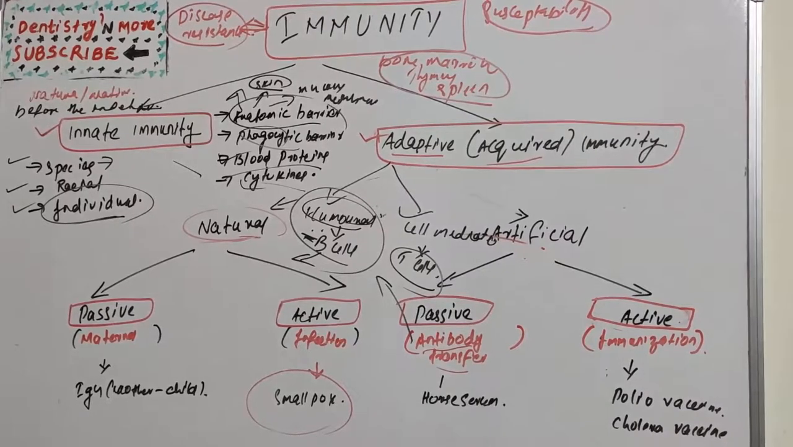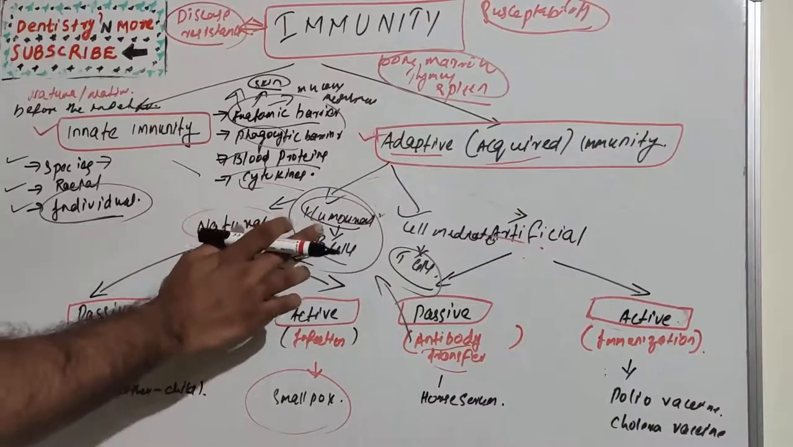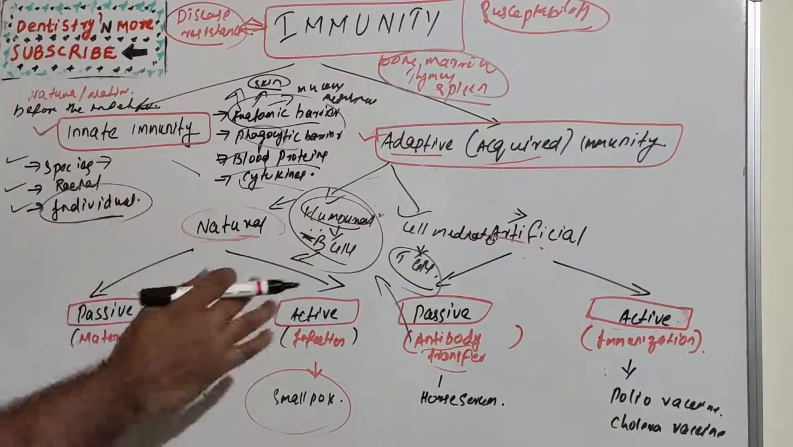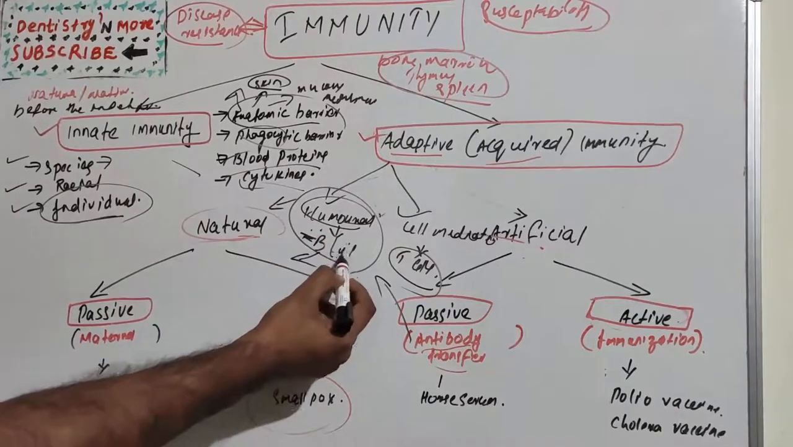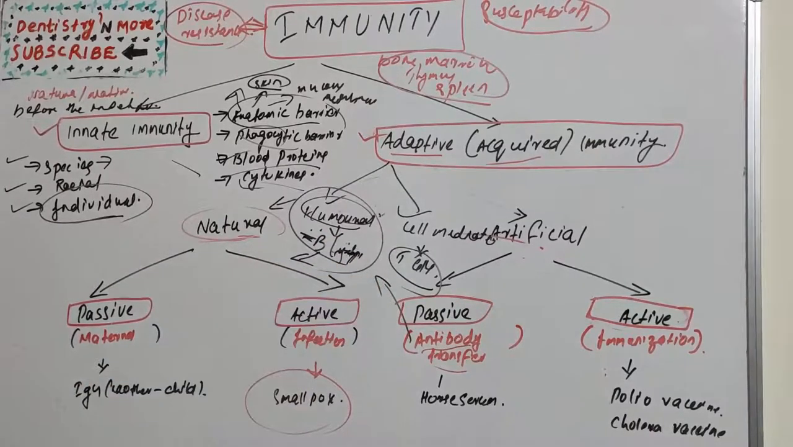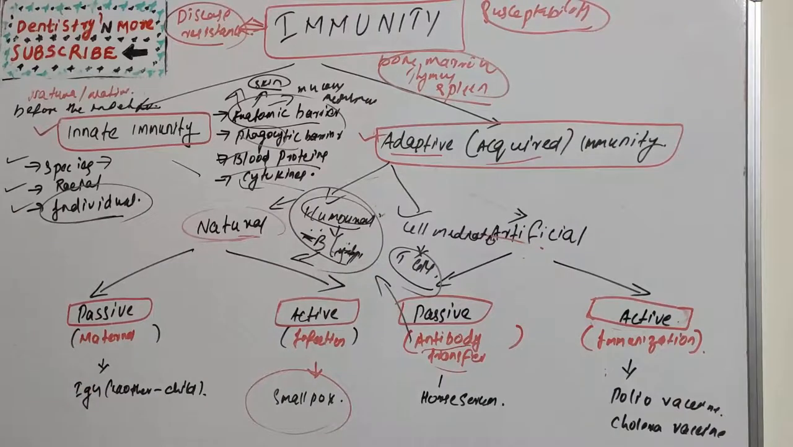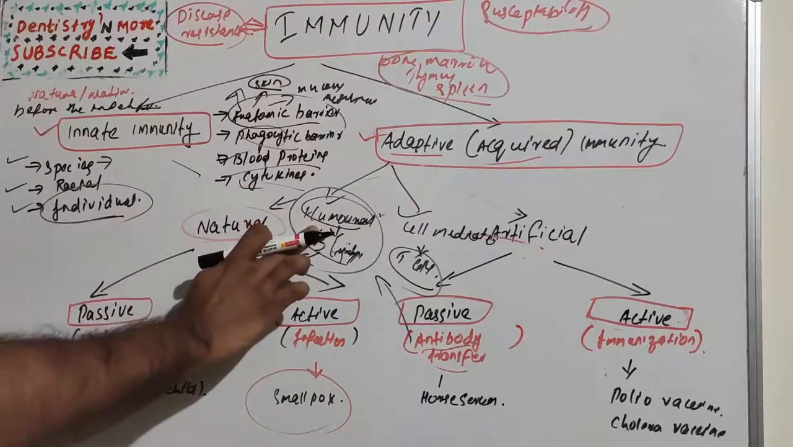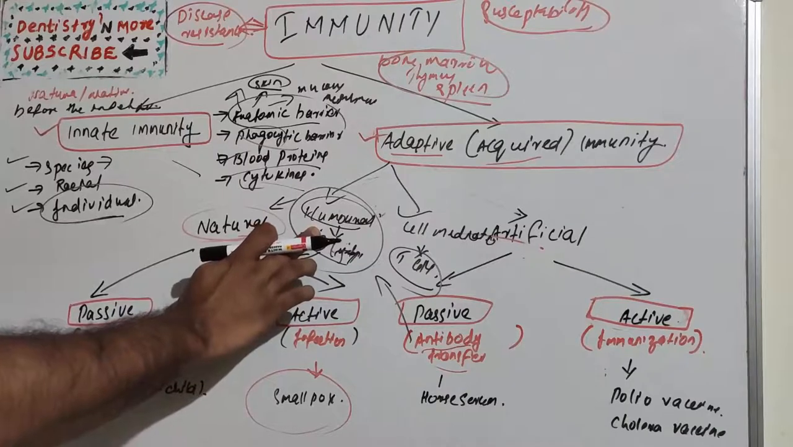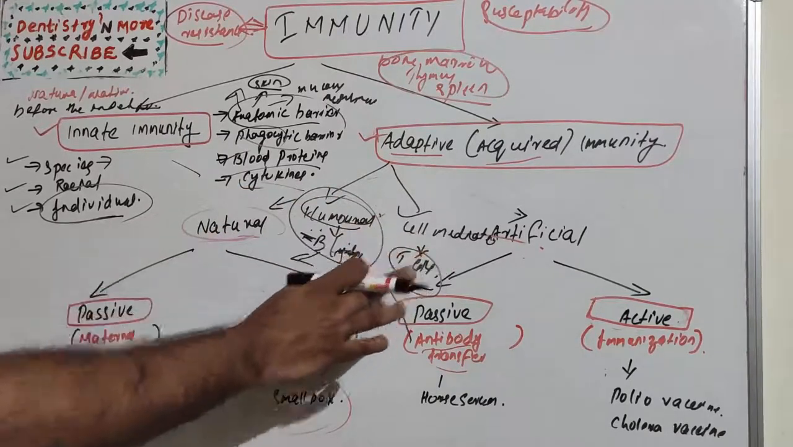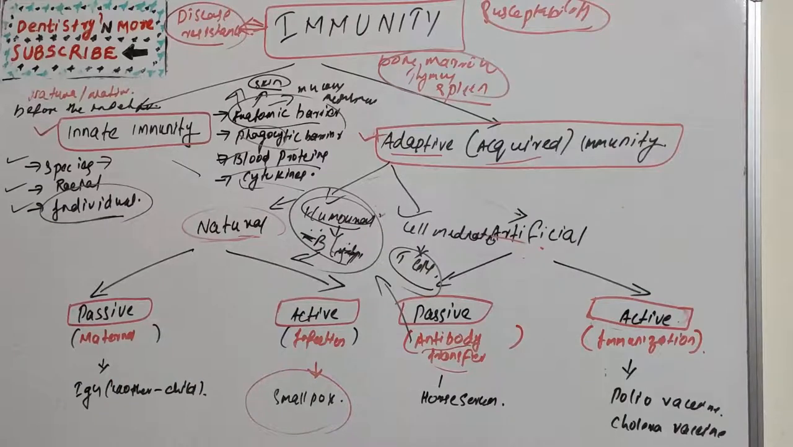So we can summarize humoral and cell mediated as follows. Humoral immunity is associated with beta lymphocytes and is responsible for destroying the pathogen by producing antibodies against it, whereas cell mediated is associated with T lymphocytes and is responsible for destroying the pathogen or microorganisms. So humoral is mediated by beta lymphocytes, and cell mediated is mainly by T lymphocytes, natural killer cells and macrophages.